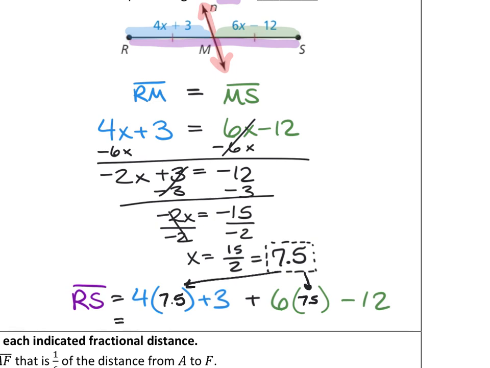What did we get? 66. Nice. So the distance RS, or this line segment RS, is 66 units long. That's its length. Oh, all this algebra. We're still going to be practicing all of those skills all year long.